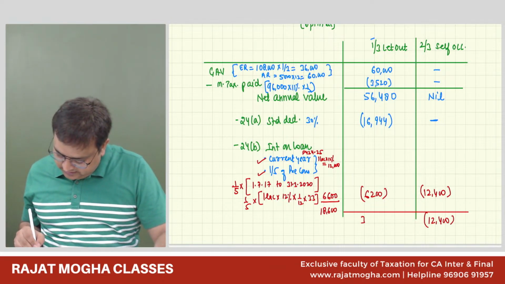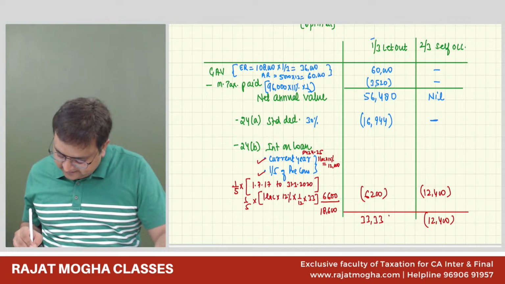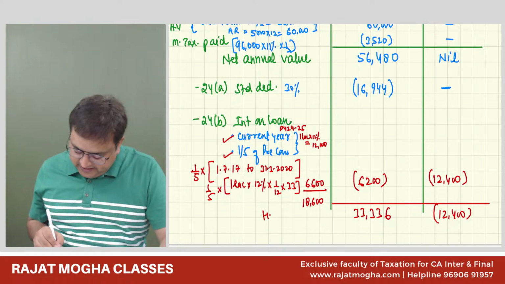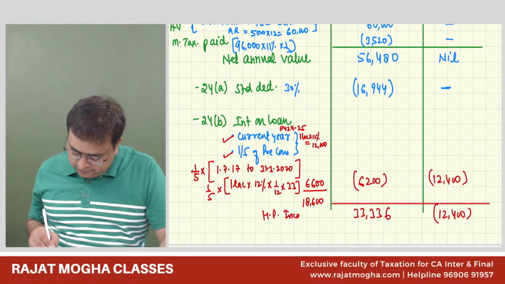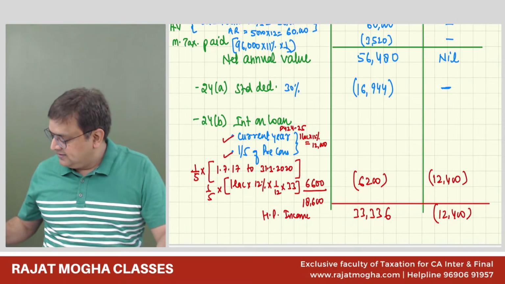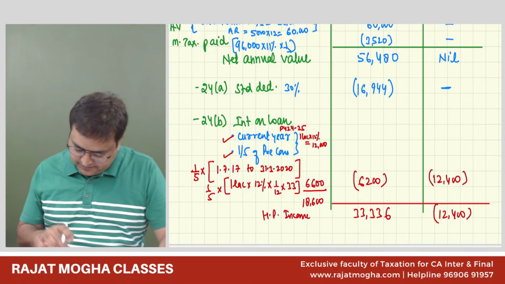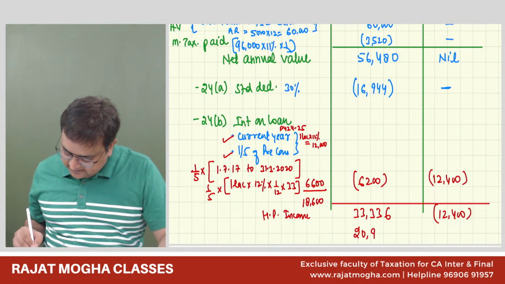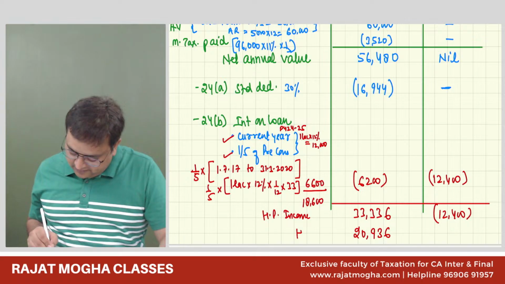33,336. So this is my house property income. House property 1 has a profit, house property 2 has a loss. Total house property income is 20,936. This is our house property income.